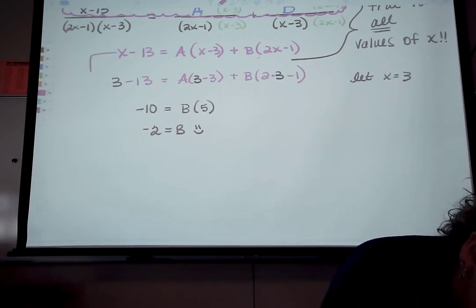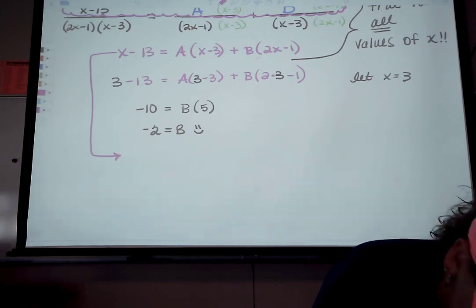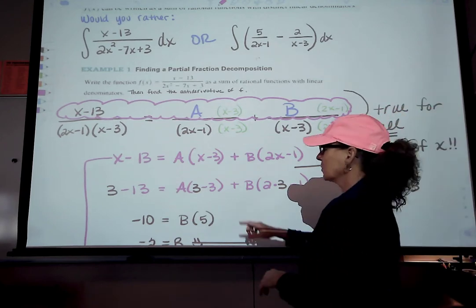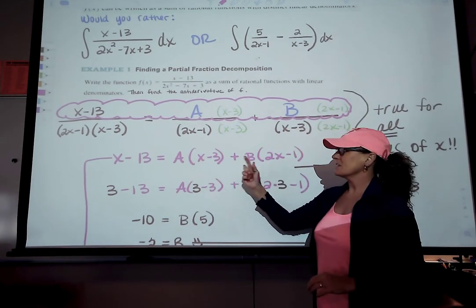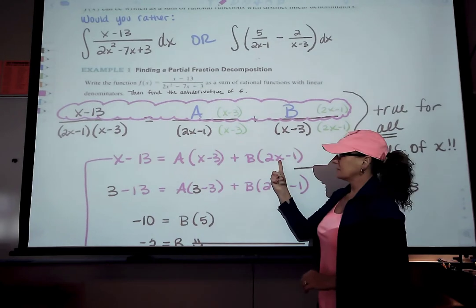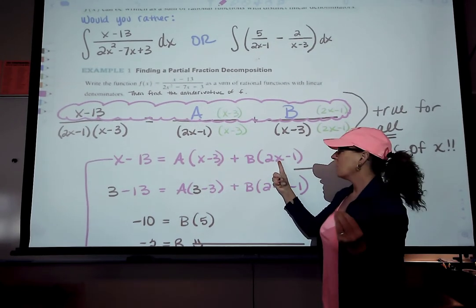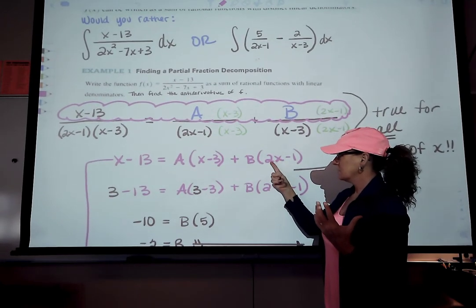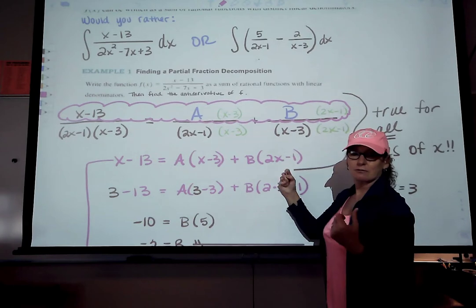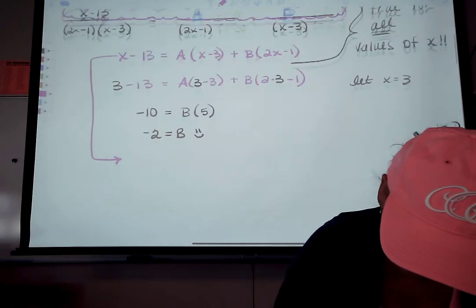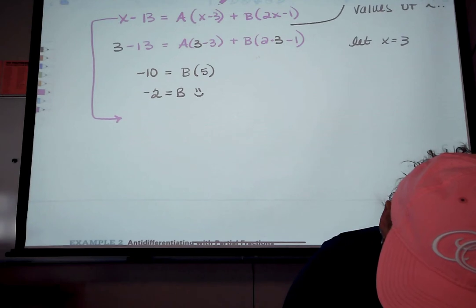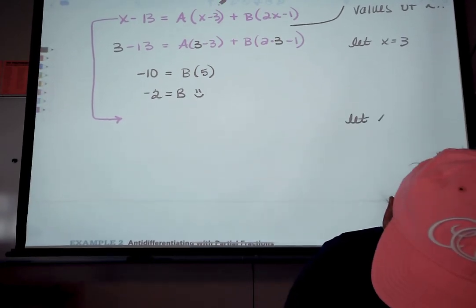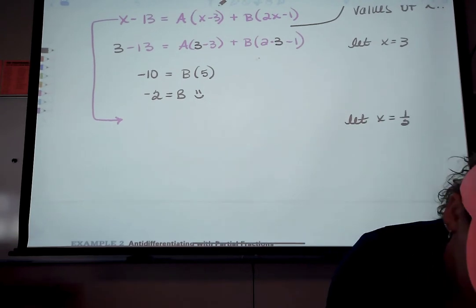Do it again. Let's focus on A. We want to solve for A. I think that there is an x value that you can sub in all 3 places that will make all of your extra variables disappear. And I think that would be positive 1/2. So I'm going to say let x be positive 1/2. Here's what I've got.